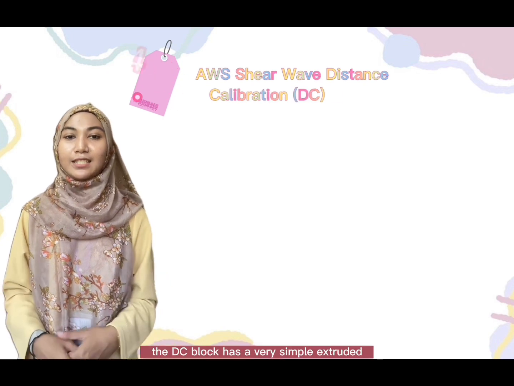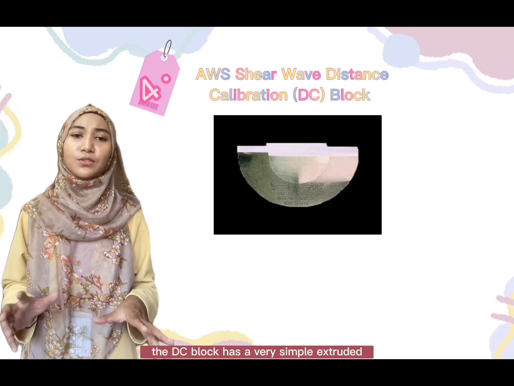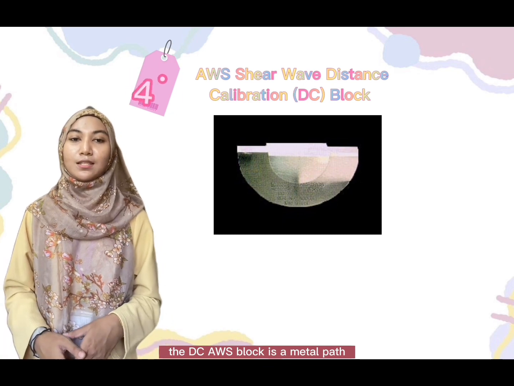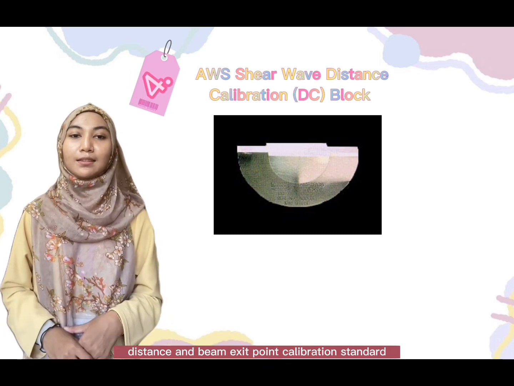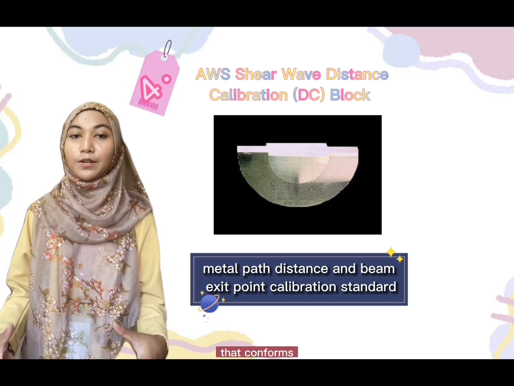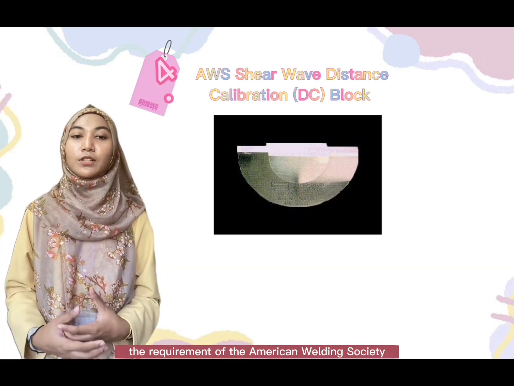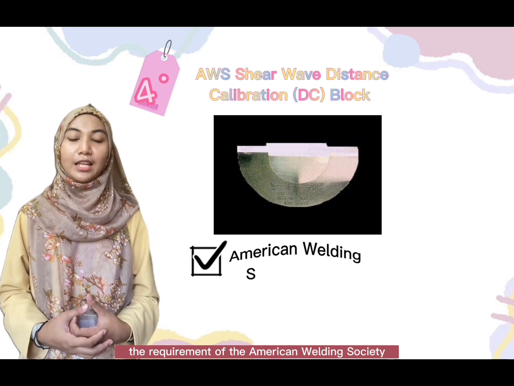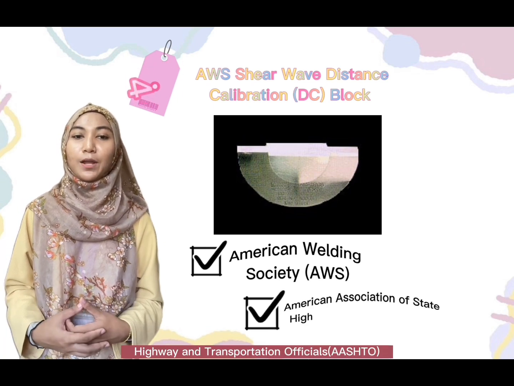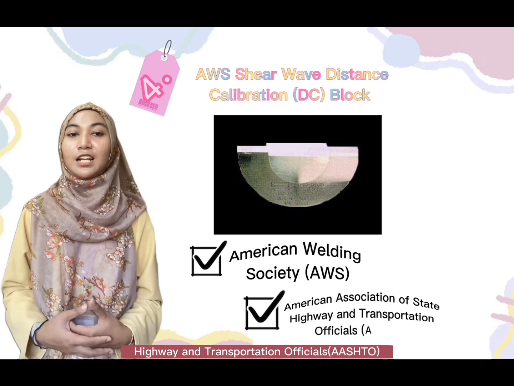Next is AWS shear wave distance calibration DC block. The DC block has a very simple extruded semicircle shape. The DC AWS block is a metal path distance and beam exit point calibration standard that confirms the requirement of the American Welding Society (AWS) and the American Association of State Highway and Transportation Officials (AASHTO).